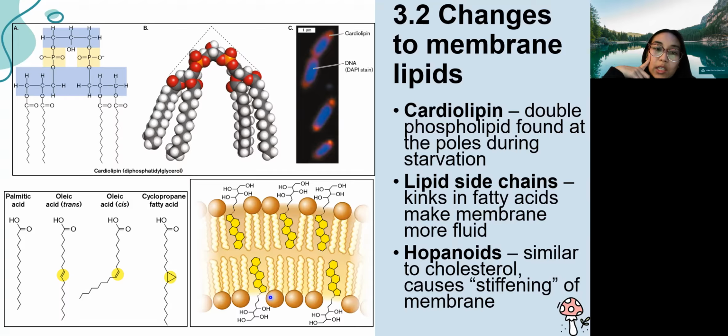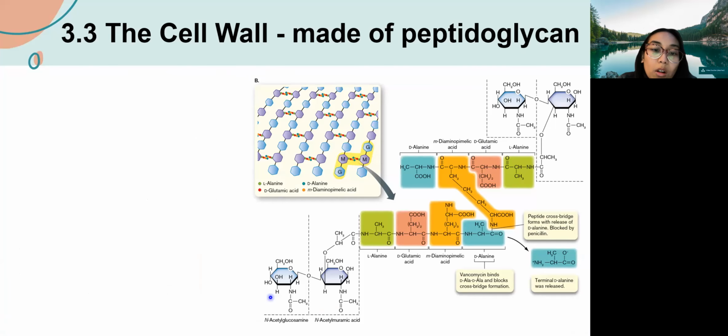Alrighty, so that was 3.2 in the chapter. Now we're on to 3.3, where we talk about the cell wall and the envelope of the bacteria. The cell wall is a rigid structure that goes around almost all bacterial cells, and it's made up of a molecule called peptidoglycan. Peptidoglycan is also called the sacculus, but I call it peptidoglycan.